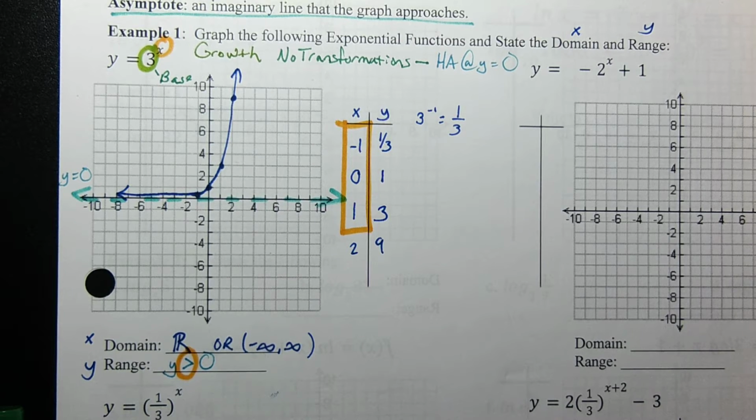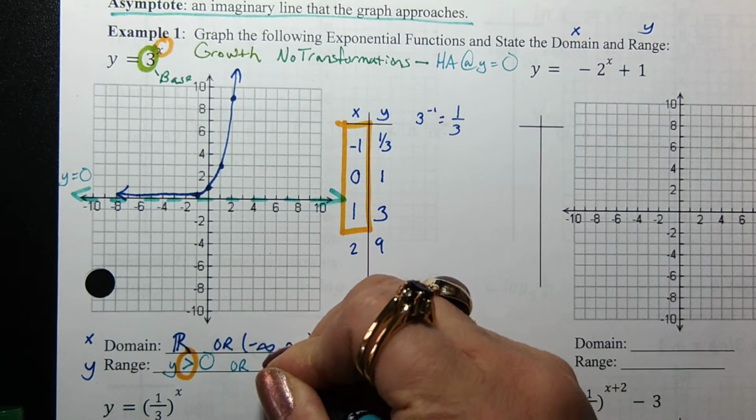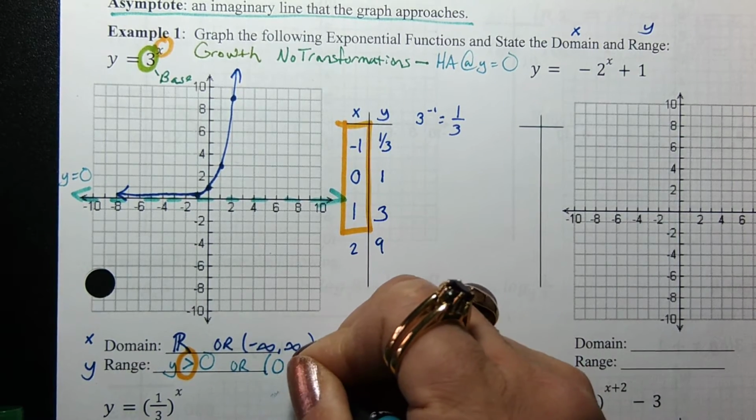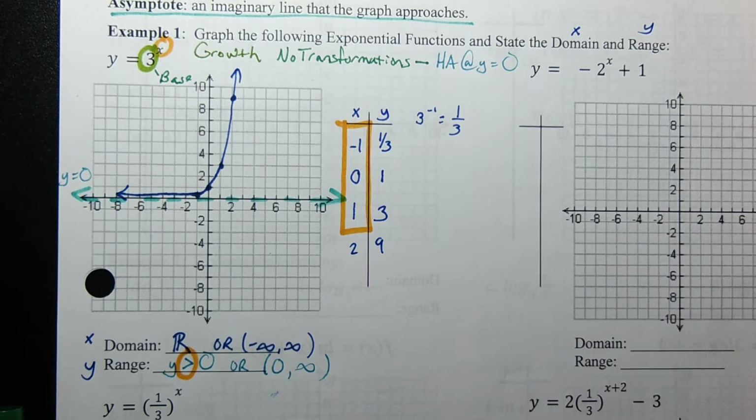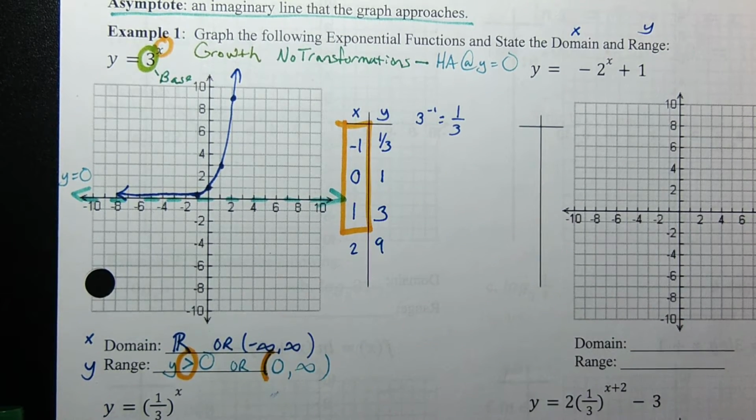With interval notation, you would do parentheses 0 to infinity. Whereas before, when we dealt with absolute value graphs and square root functions, we always had the bracket. So to show that the asymptote is not included, you would use greater than or a parenthesis.